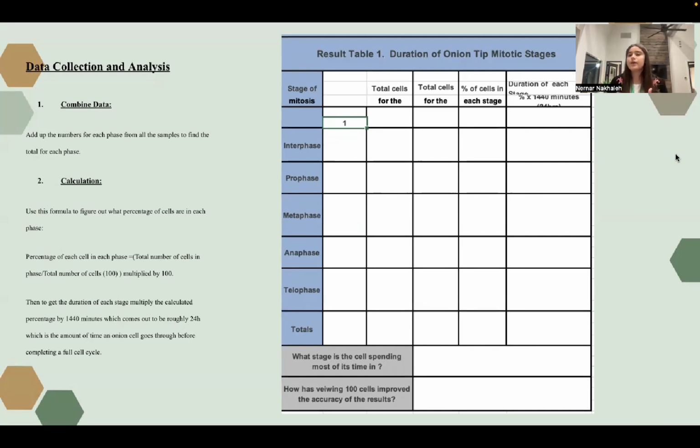And then afterwards, we're going to take that percentage and multiply it by 1,440 minutes. The reason we do that is because an onion root tip cell takes approximately 24 hours to go through all the cell cycle phases, which is why we decided to multiply by 1,440 minutes. And then, of course, there are 2 questions at the bottom which we need to complete.